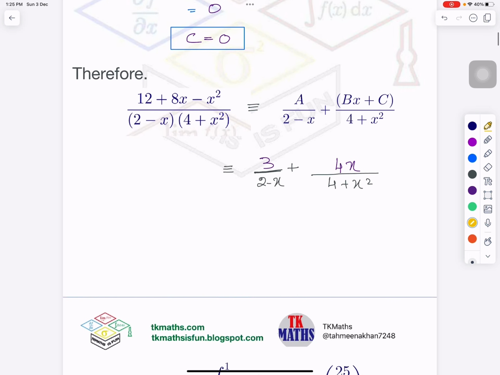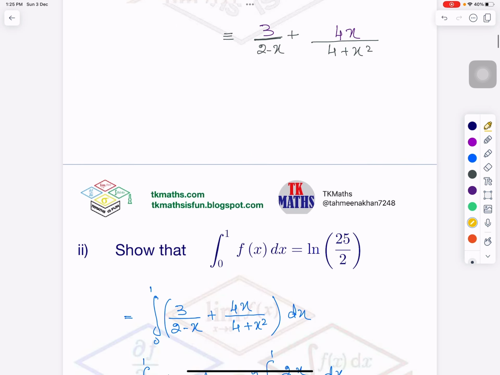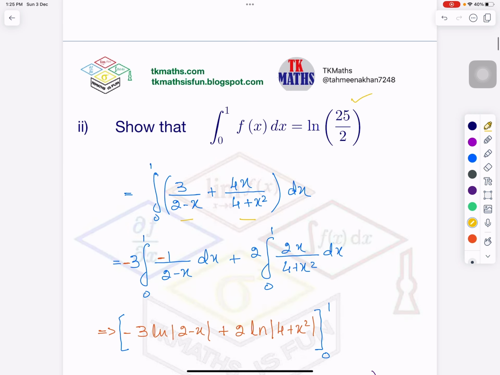Now the second part of the question was saying integrate it with the limits 0 to 1, and you have to bring it in the form ln 25 upon 2. So these are two terms. From here we have gotten the partial fraction, so now I'm integrating it. I have written it separately. Now you need to understand one thing here. I have taken 3 out from here because 3 is a multiplier. Now why did I write this minus 1 here?